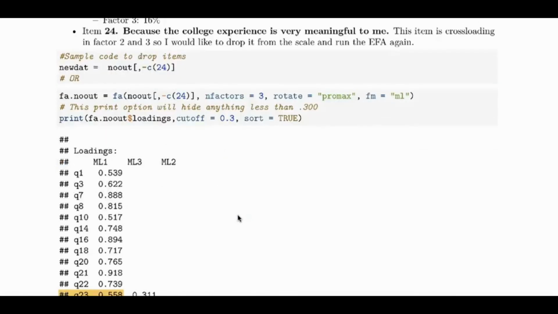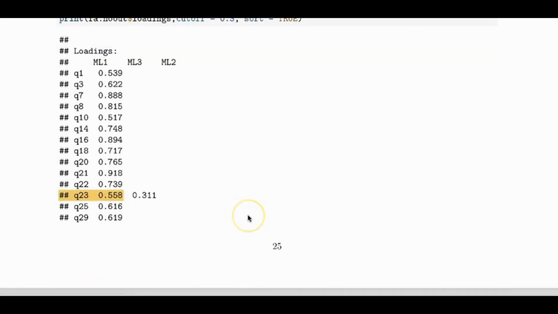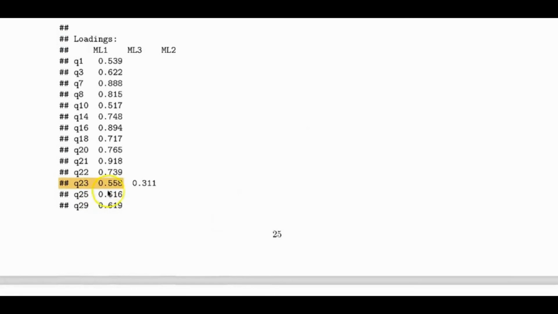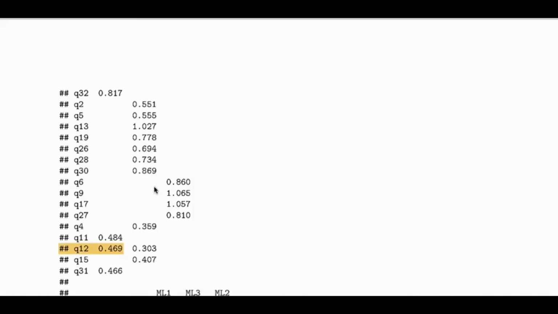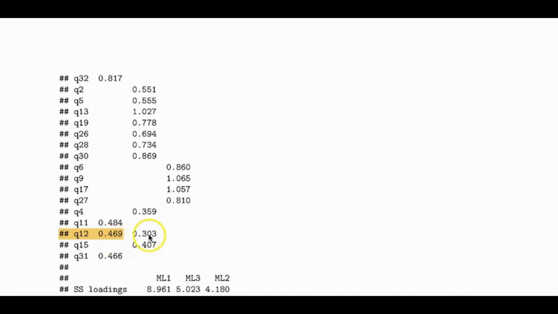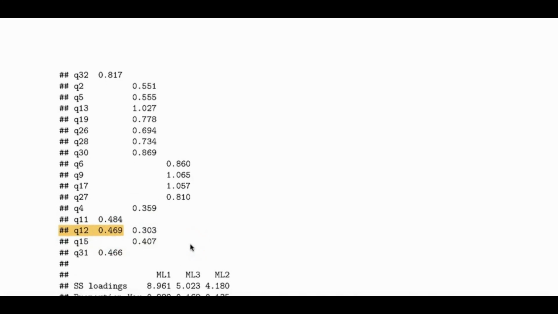Okay, so when I look at this second factor analysis that I ran, there's this item that is cross-loading, but it's definitely going into factor 1, so I'm not too worried. It's barely loading in factor 3. Same over here, it's barely loading in factor 3, it's definitely going in factor 1. So I don't have items that are cross-loading anymore. So I'm happy, it looks pretty good.